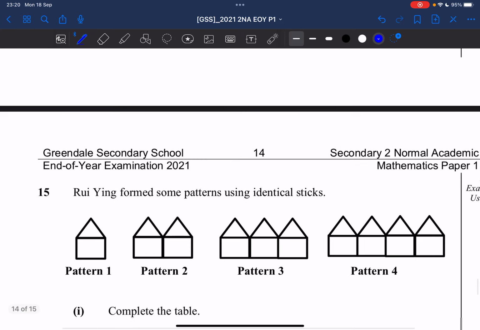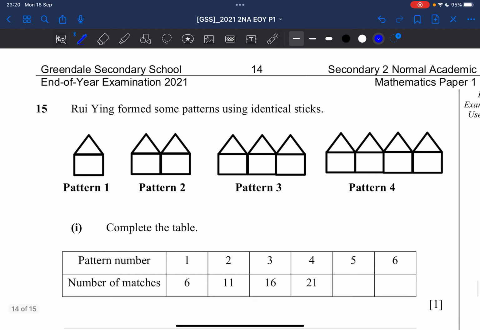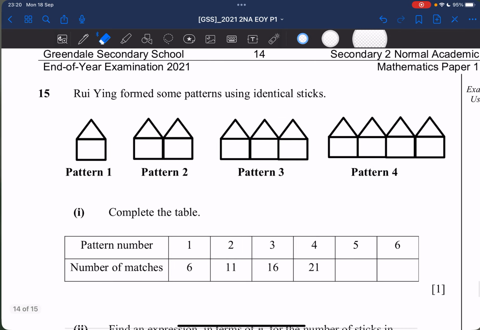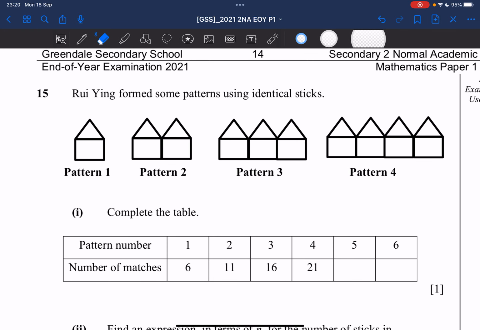Then question 15. Now question 15, so we have this number pattern. So we study the pattern. Then they say number of matches. So actually we can make a prediction every time. From pattern 1 to pattern 2, actually we add on 1, 2, 3, 4, 5.